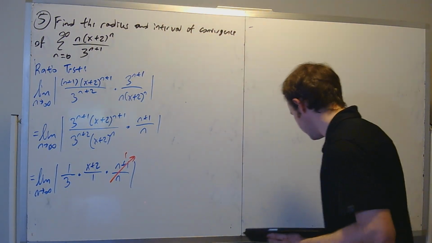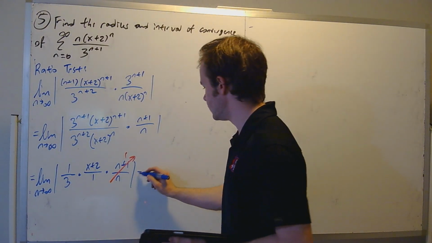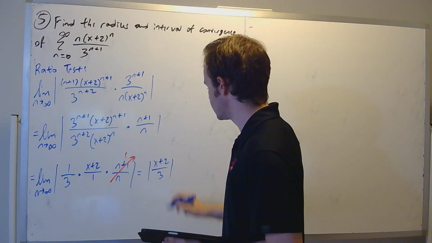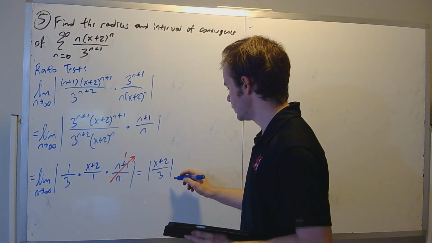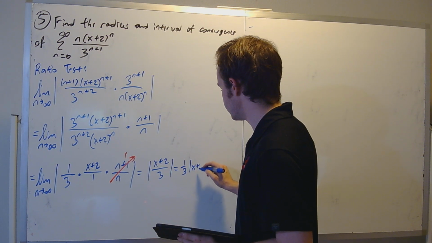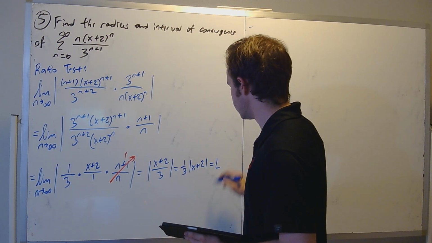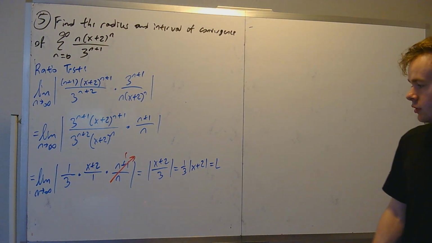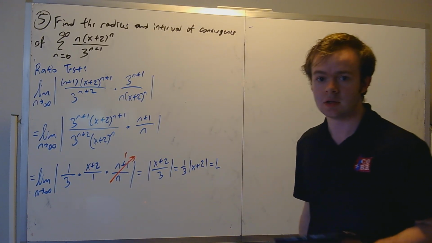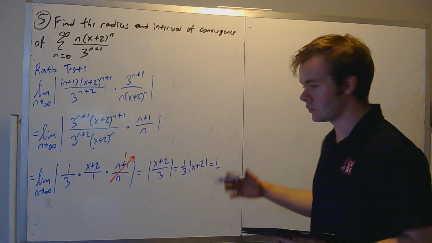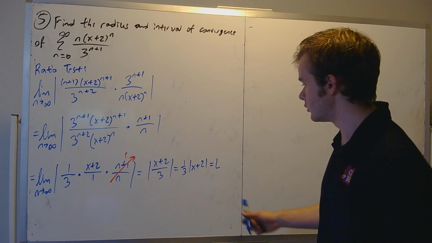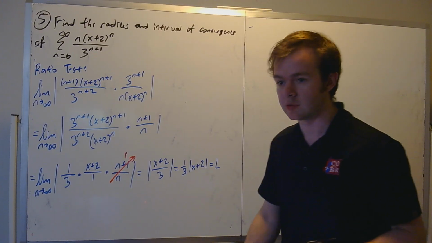So your answer here is going to be the absolute value of x plus 2 over 3. That's going to be your L, but we can actually rewrite this as 1/3 times the absolute value of x plus 2. That is L. And we know if our series is going to be convergent, then L better be less than 1. Well, L equals 1, it could be convergent, but to determine our interval of convergence, we need to figure out when L is less than 1.